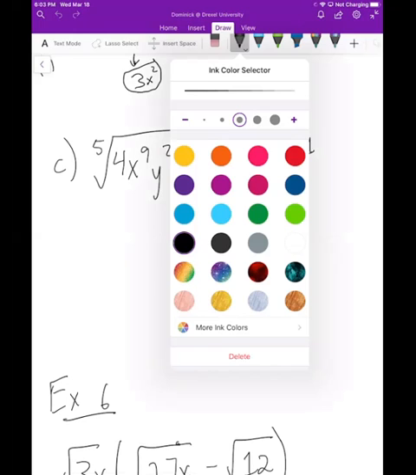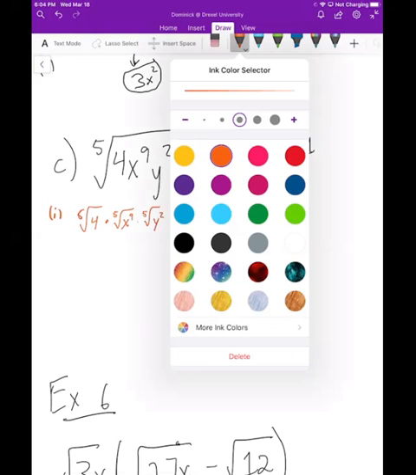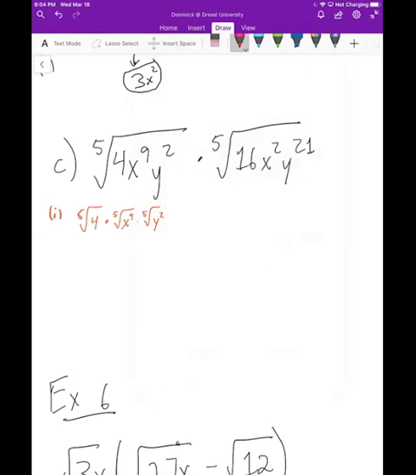All right, so as per usual, first thing, let's try orange. First thing we'll do is separate all this. So we've got a fifth root of 4, fifth root of x to the 9th, fifth root of y squared. And then in the other one, you've got a fifth root of 16, fifth root of x squared, and a fifth root of y to the 21st.